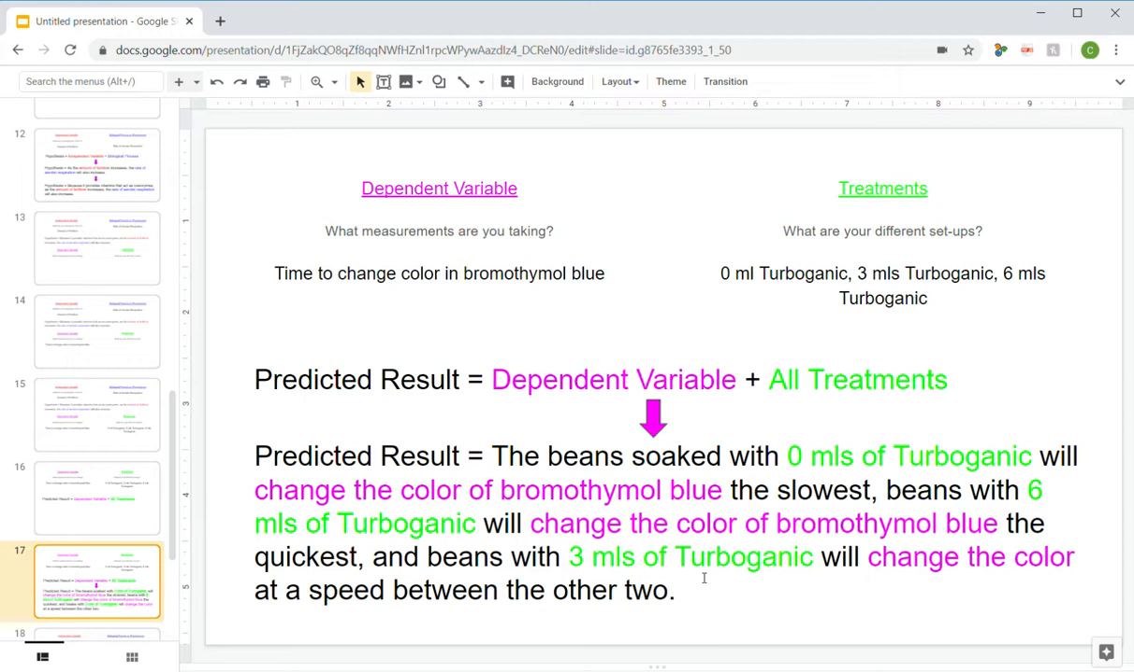You need to address all 3 of your treatments because we can't establish a trend off of one data point. So if you're only telling me what you expect to happen with one of your treatments, that's not good enough. You need to lay out a trend involving all 3 of your treatments. Who's going to be fastest, slowest, and in the middle, or whatever order you want to do that in.